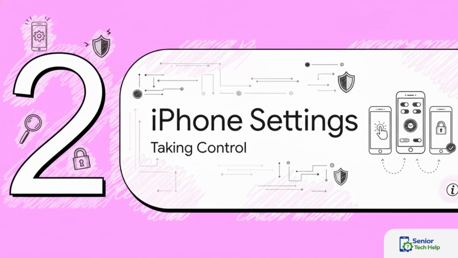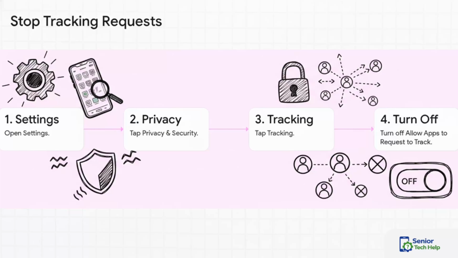Okay, that's enough talk. Let's get to the doing part. We're going to start with iPhones first. So if you've got an iPhone, feel free to grab it and follow right along with me. And don't you worry, we'll take our time. You literally can't break anything by doing this. All right, step one. This is a big one, and it's super easy. We're going to stop apps from asking to track you in the first place.